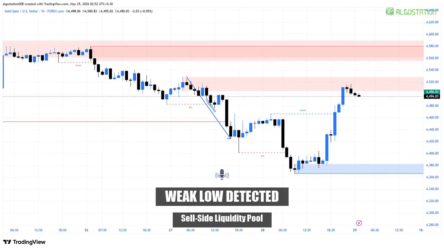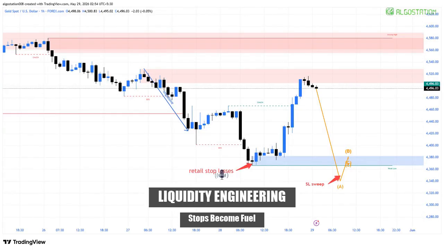Now pay attention to this low near 4,365. The market failed to create strong continuation after reaching it. That makes this a weak low, and weak lows attract liquidity like magnets. Retail traders often place stop losses beneath obvious lows. Institutions know this. That's why price frequently engineers liquidity sweeps below equal lows before reversing violently in the opposite direction. And that's exactly what happened here.